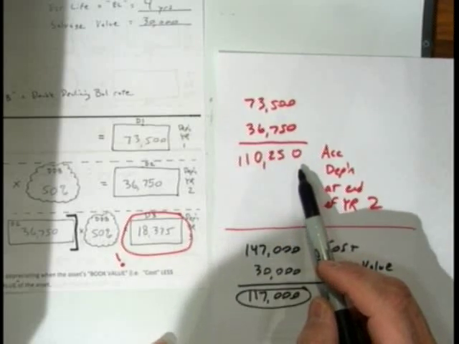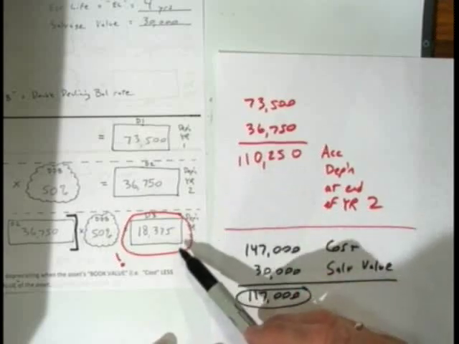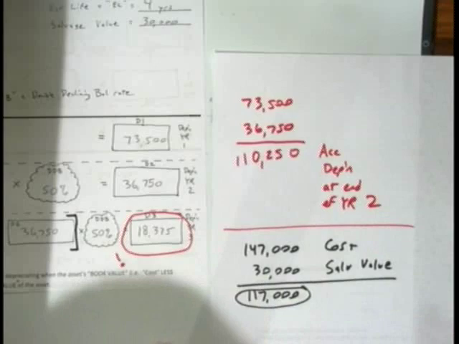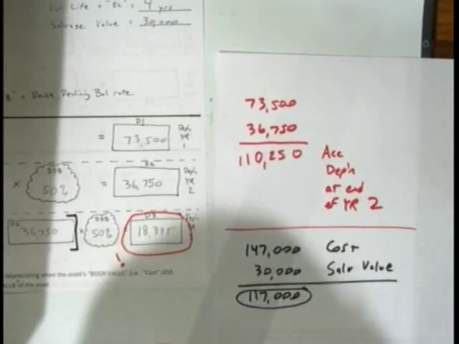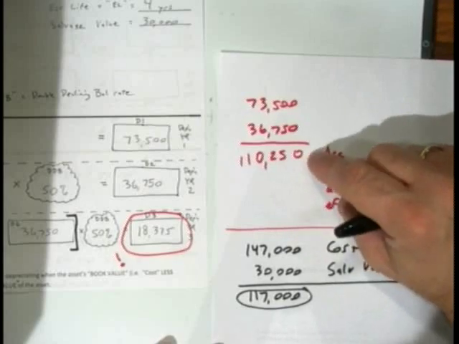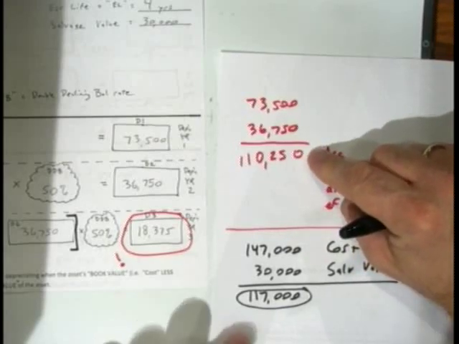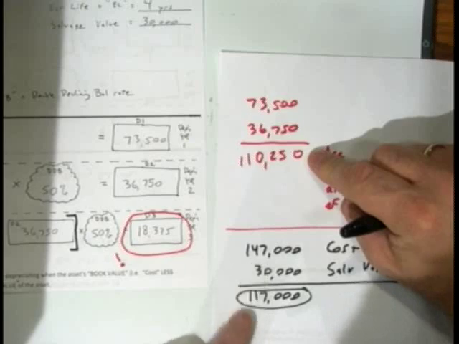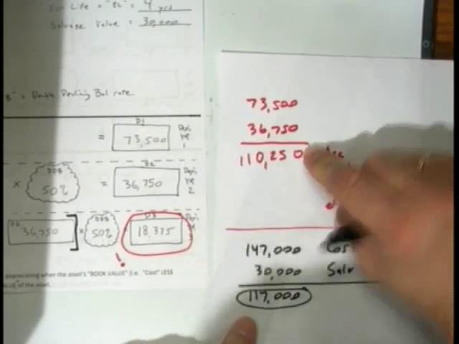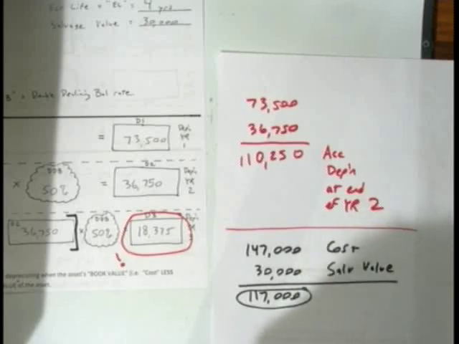Correct? If we depreciate $18,000 more, then we have depreciated below our estimated salvage value, which we can't do. So how much more can we take? If we've taken $110,250 of depreciation and we can only depreciate a total of $117,000, we can only take $6,750 in year 3. We call it forcing that number, right?